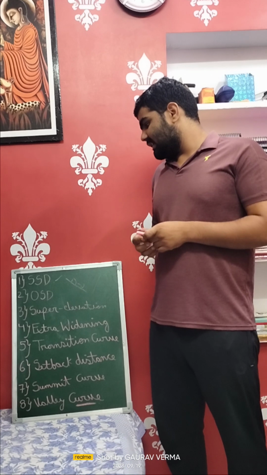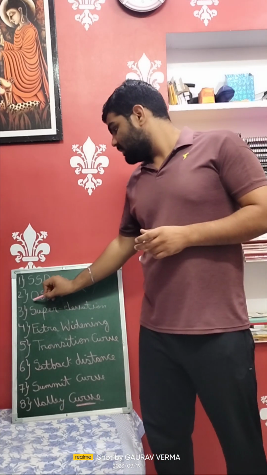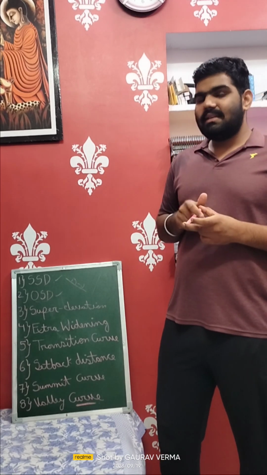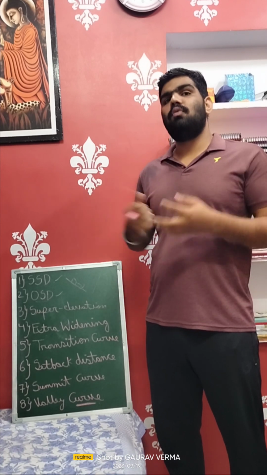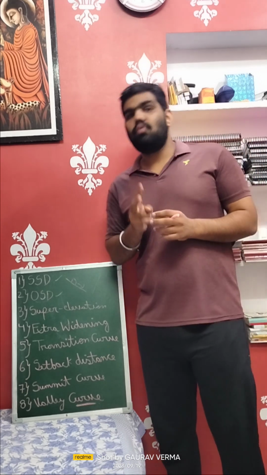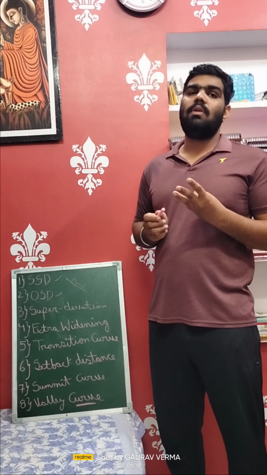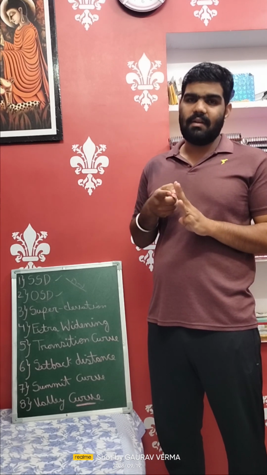Now our second topic is OSD. OSD means overtaking sight distance, the distance we require to overtake. Now there are two cases in OSD. To calculate OSD we have to calculate three types of distance, that is d1, d2, d3.